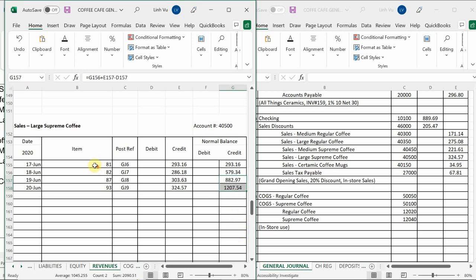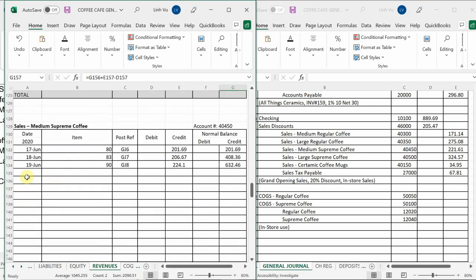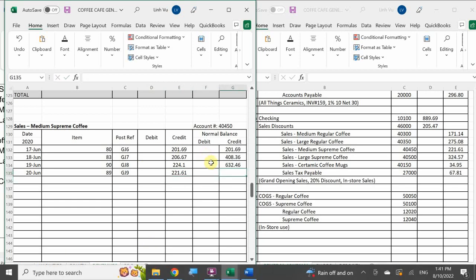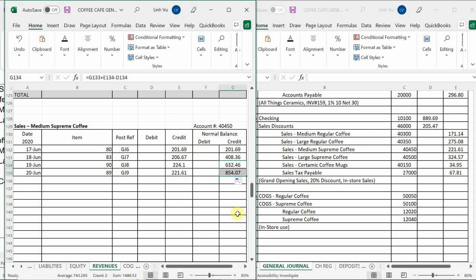Okay. And then we go up one more to a medium supreme coffee. And I have 89 cups. It's on page 9. And it's 221.61. And I have a total of 445.71. Okay. So you must have subtracted. Did you put it on the debit side? Probably. Yeah. Now I have 854.07. Good.